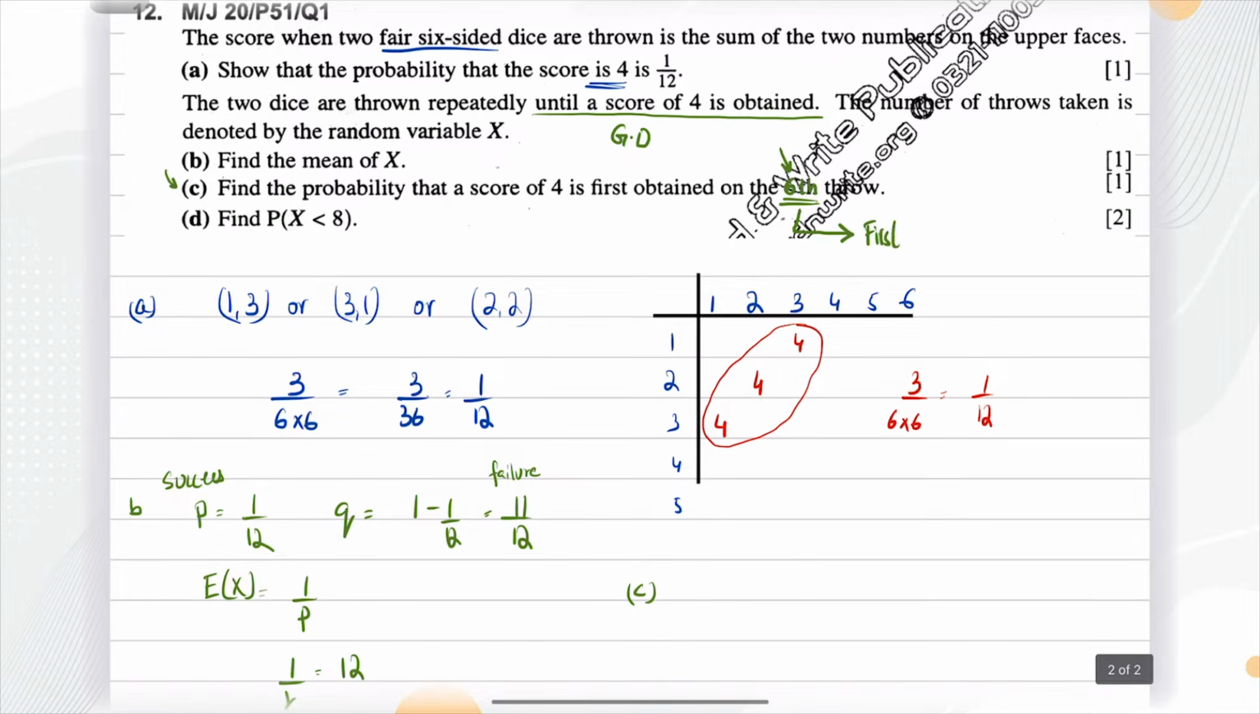What will the first 5 be? First 5, exactly, first 5 must be failures. Okay, that means the first 5 must be other than 4.